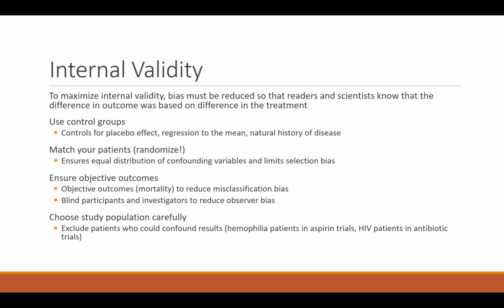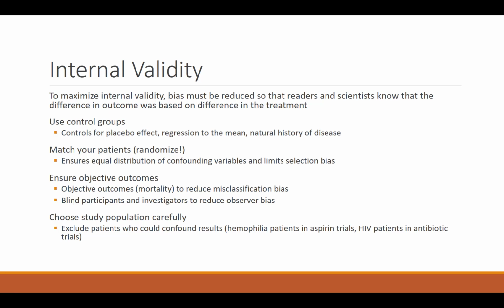One good way to increase internal validity is to have a direct control group, so that we know the outcomes aren't due to the placebo effect, they're not due to regression to the mean, and they're not due to natural history of the disease, because we have a control group to control for all of these factors. That was in lecture 2.